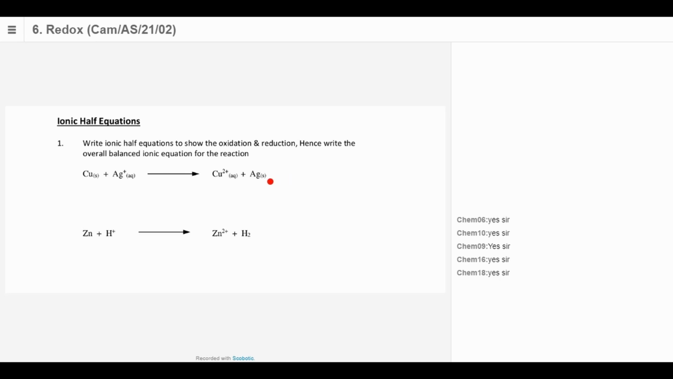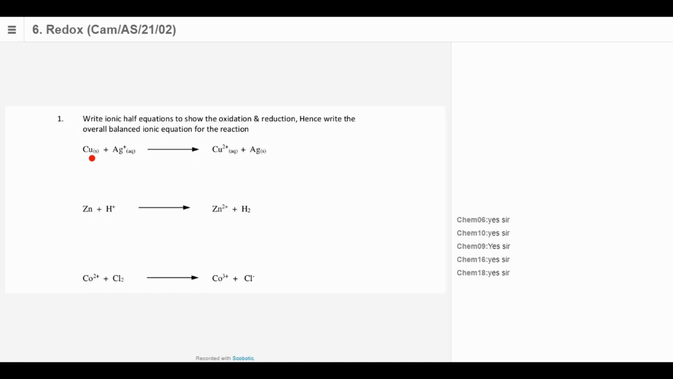It's not just balancing the charge. You have to balance the elements first and then the charge as well. So let's look at this first example. You can see copper, which is zero oxidation state here because it's in an uncombined state.